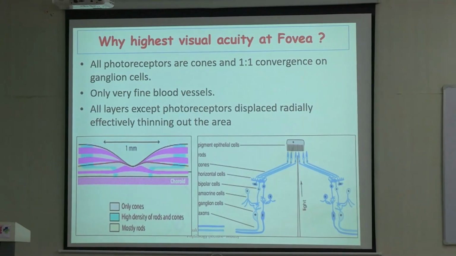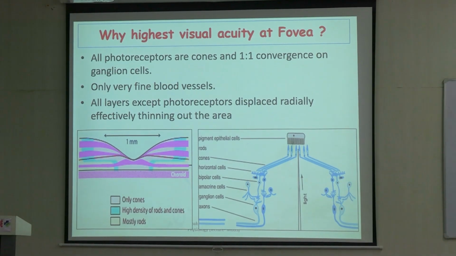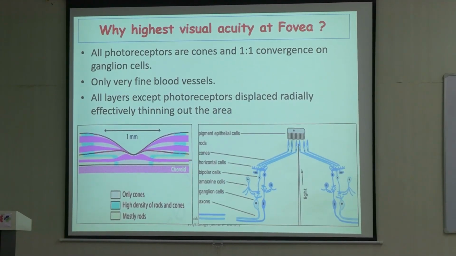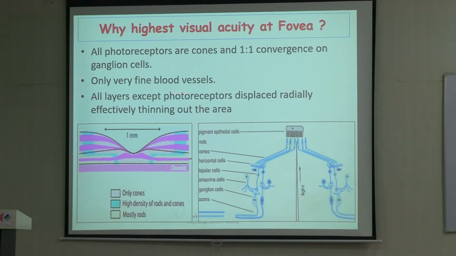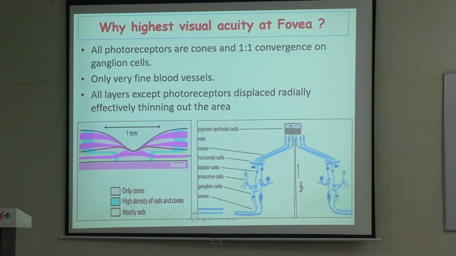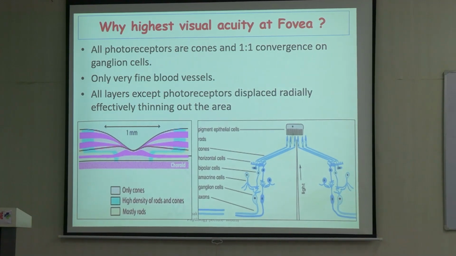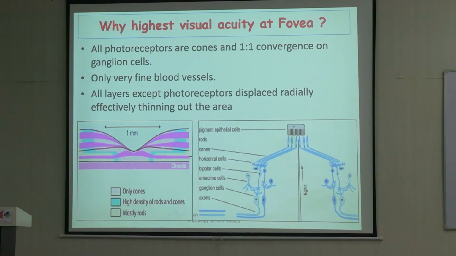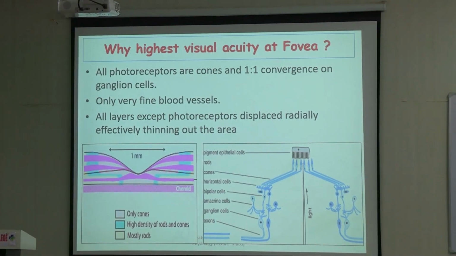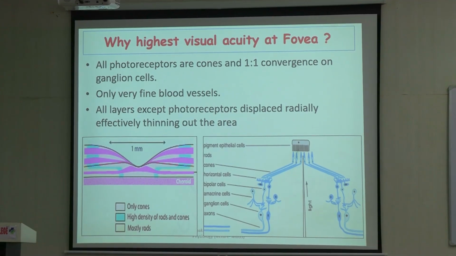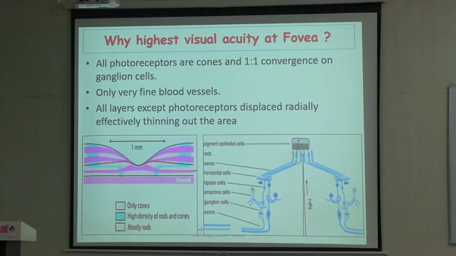Coming to the point of why visual acuity is highest at the fovea. Towards the end of the last part of the discussion of visual acuity, I mentioned that the fovea centralis is the area where it is the highest. What is the reason? One reason is that here we only have cones, we do not have rods on the fovea centralis. Of the two receptors, cones are the receptors concerned with visual acuity or sharpness.